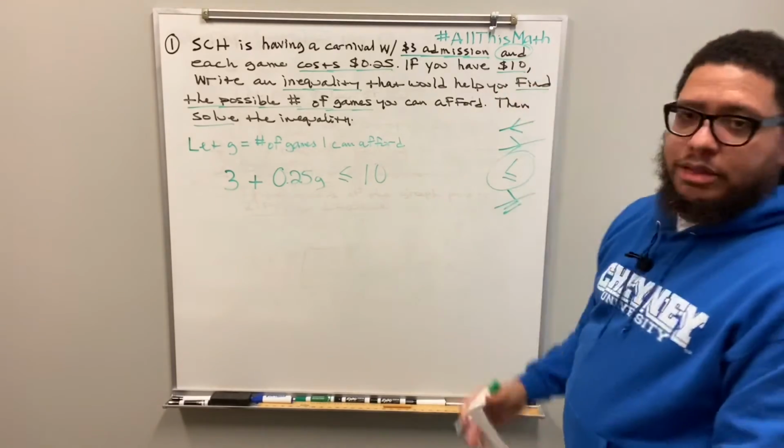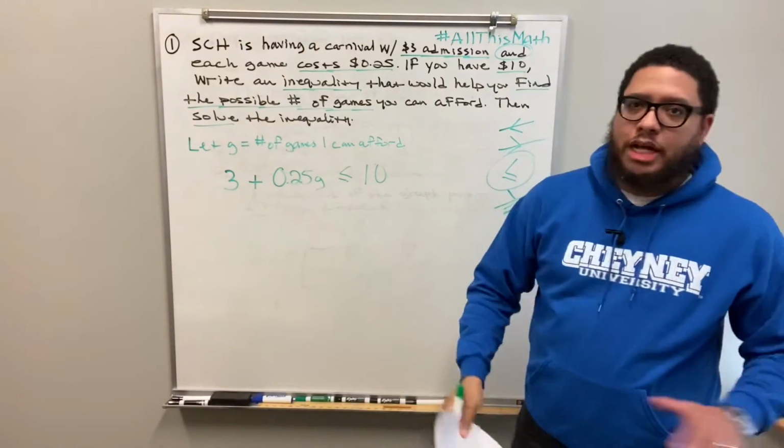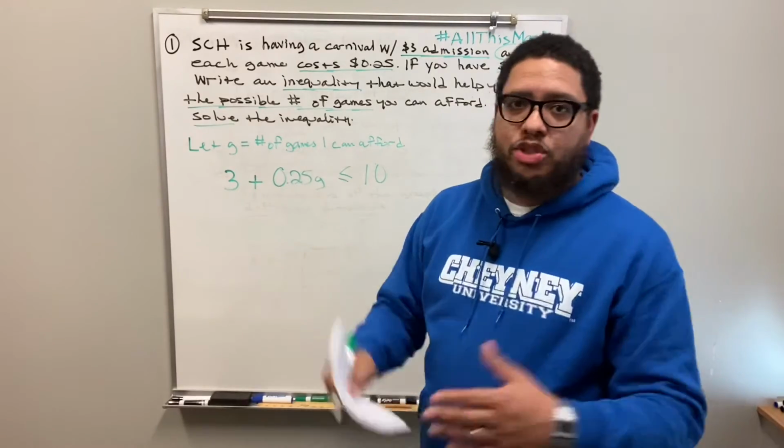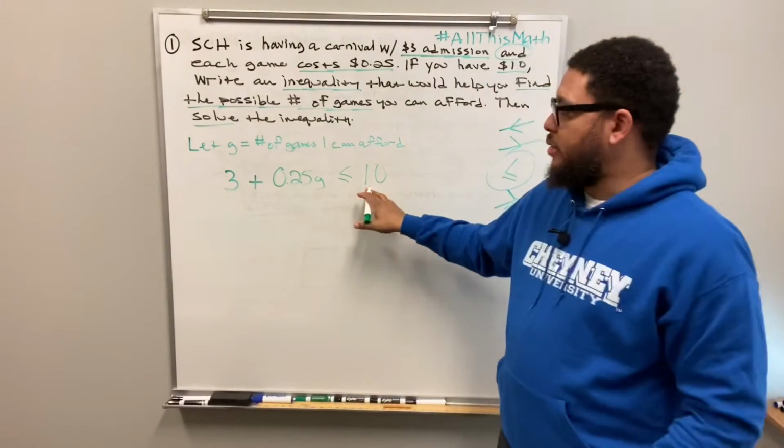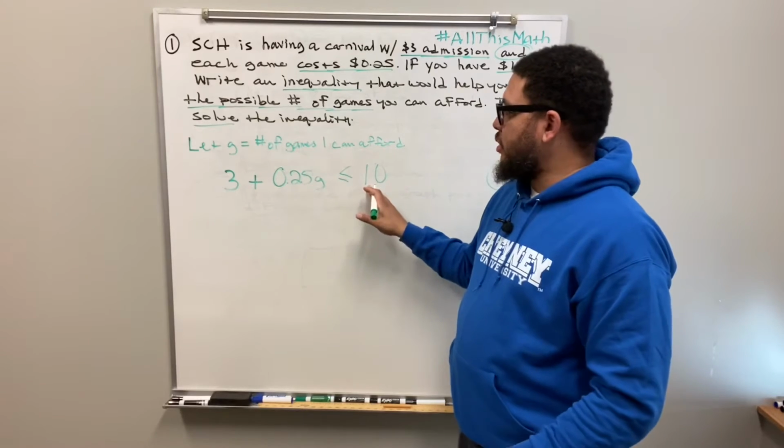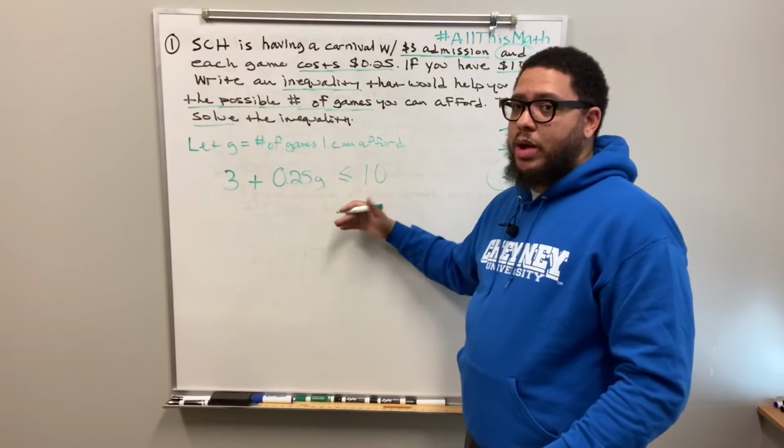I only have $10 to spend. I can't spend more than $10. I don't have $11. I don't have $12. I don't have $25. All I have is $10. So I'm either spending less than $10 or at a maximum $10. So at most $10.